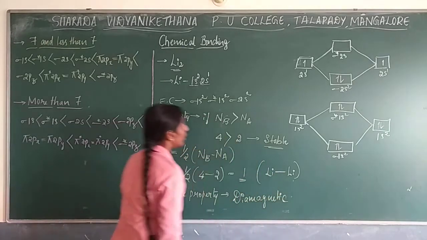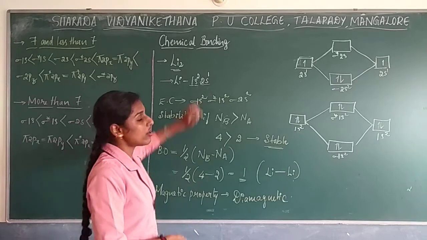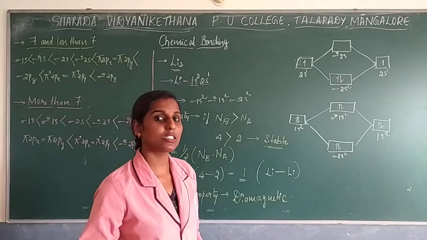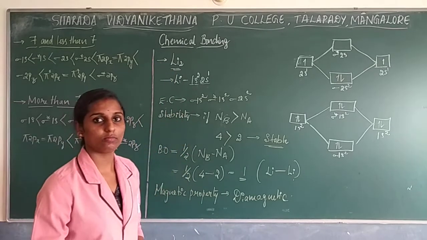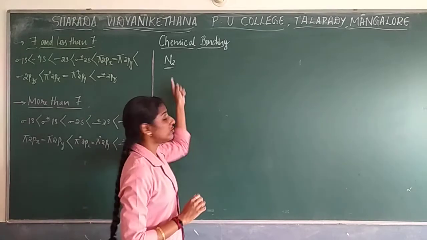So this is the molecular orbital structure for the lithium molecule. This is regarding the structure of the lithium molecule. Next we will go with the nitrogen molecule.